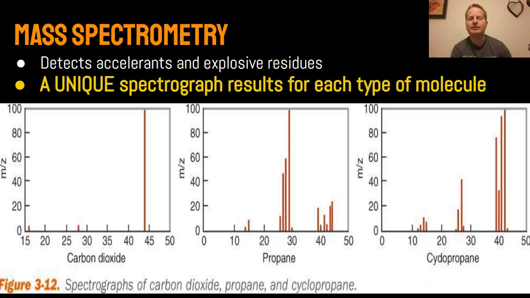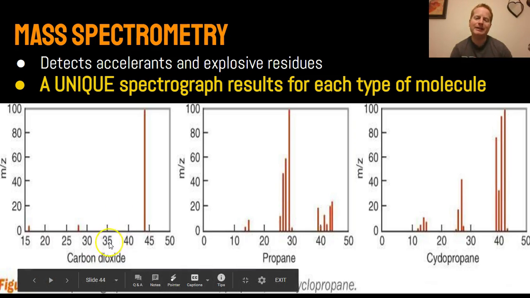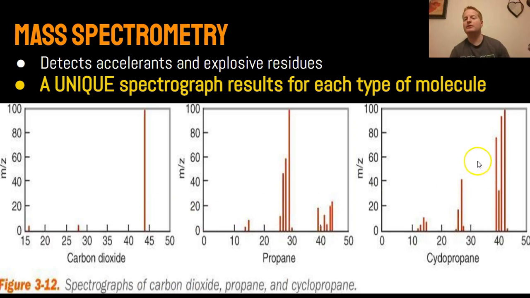Each chemical will have its very unique spectrograph. In other words, the graph appearing will be unique to that chemical. So every time we run carbon dioxide through the system, it will look like this. Every time we do propane, it will look like this. Cyclopropane will also look like that as we run it through the system. So if we don't know what we have, but it looks exactly like this, we can say, yeah, that's definitely carbon dioxide. So mass spec is going to tell us exactly what chemical is present.